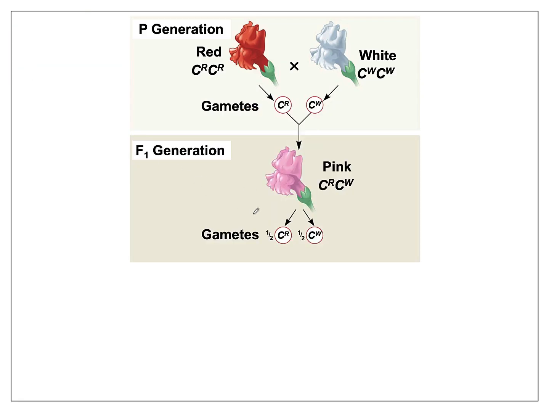Next, we have the F1 generation. So we're going to see that all of these individuals have one gamete from each parent, giving them the hybrid CR-CW alleles. And so we're going to see 100% pink. In the Mendelian cross, we saw 100% purple flowers because big P covered up little p. In this case, instead of one covering the other, they blend together, and we get all of them having this kind of intermediate mixed phenotype.